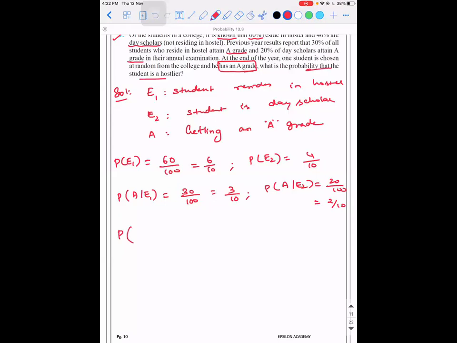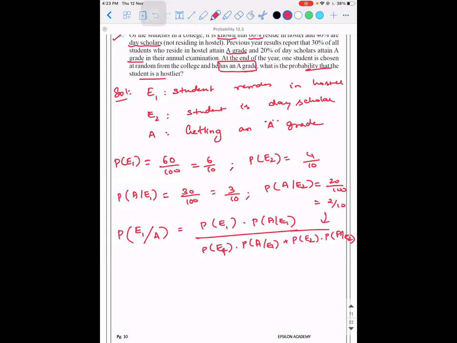So what is the probability that the student is a hostler, known that he has secured an A grade? It will be probability of E1 into probability of A given E1, divided by probability of E1 into probability of A given E1 plus probability of E2 into probability of A given E2. All these values you can substitute.